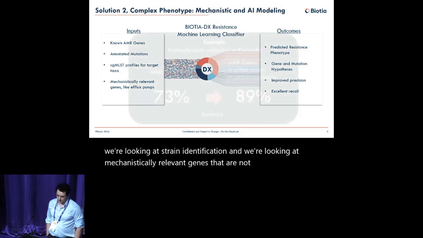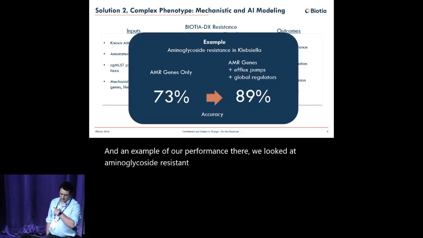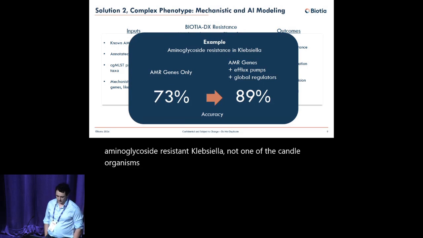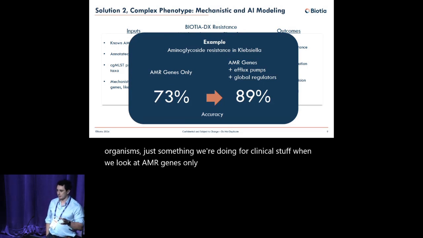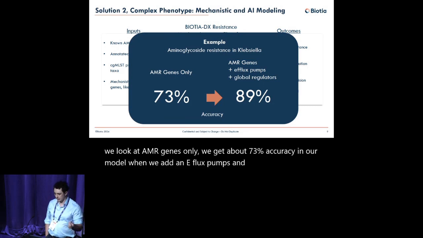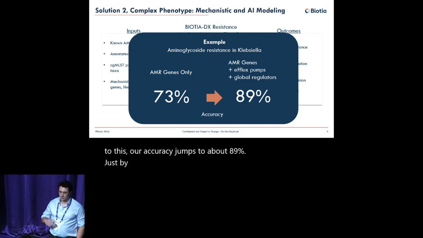As an example of our performance there, we looked at aminoglycoside-resistant Klebsiella, not one of the CAMDA organisms, just something we're doing for clinical work. When we look at AMR genes only, we get about 73% accuracy in our model. When we add in efflux pumps and global regulators to this, our accuracy jumps to about 89%, just by including these genes, which are not normally considered to be AMR genes.